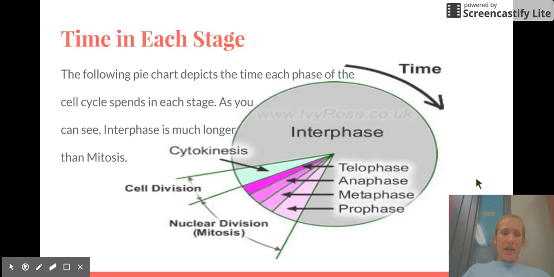Time in each stage. The following pie chart depicts the time each phase of the cell cycle spends in each stage. As you can see, interphase is much longer than mitosis. Interphase actually covers 3/4 of the cell cycle, while mitosis only covers 1/4.